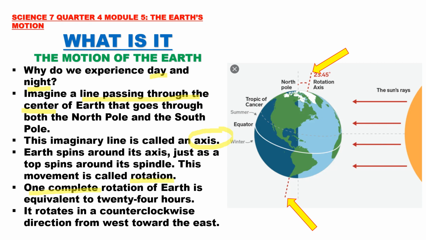One complete rotation of Earth is equivalent to 24 hours. It rotates in a counterclockwise direction from west toward the east. Day and night are caused by the Earth's rotation on its axis. It is day on the side of the Earth that is facing the sun, and it is nighttime on the side of the Earth facing away from the sun.